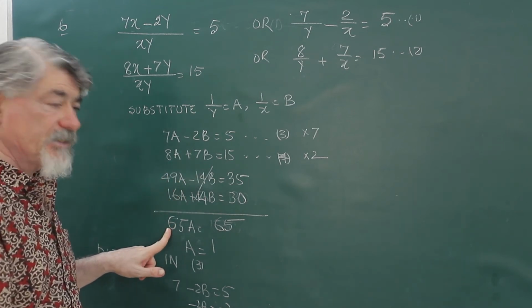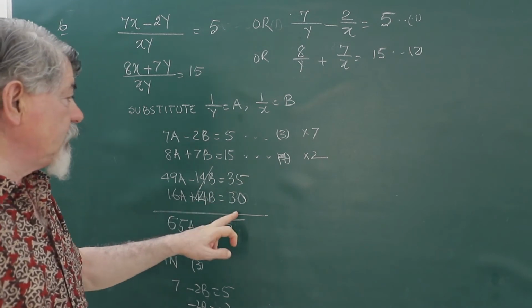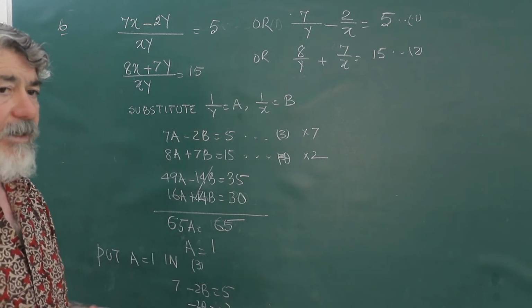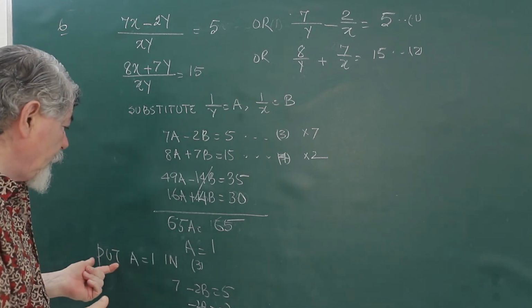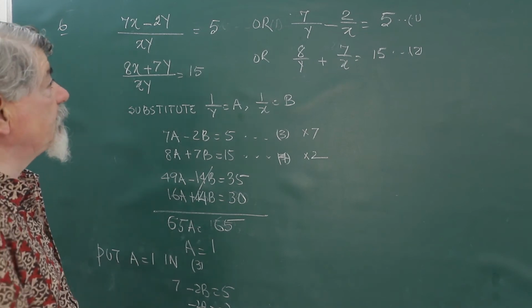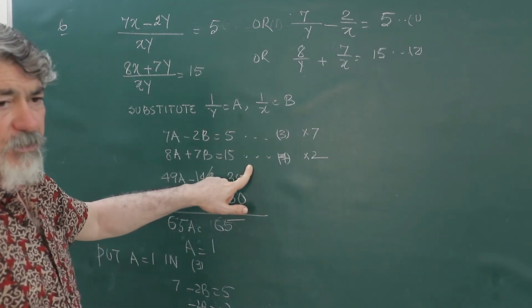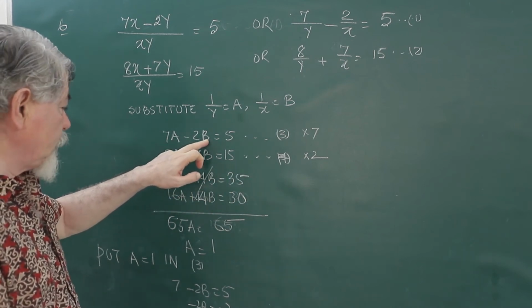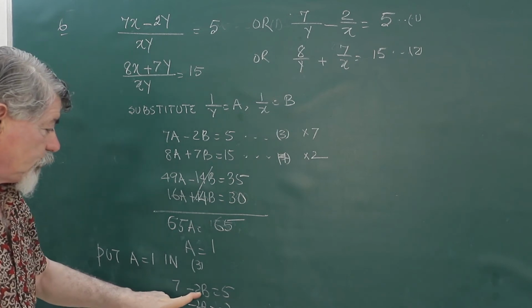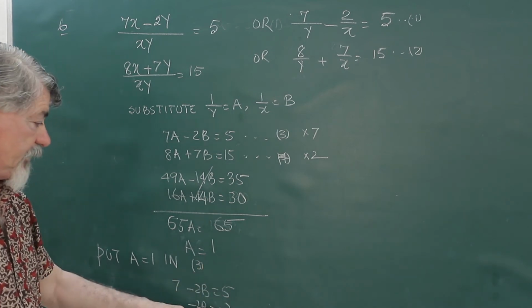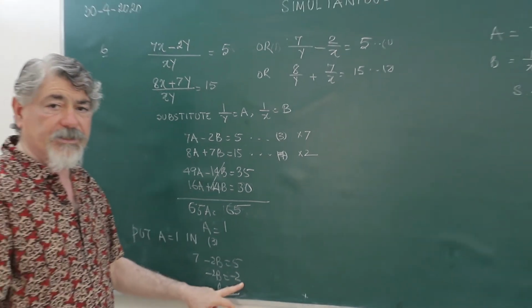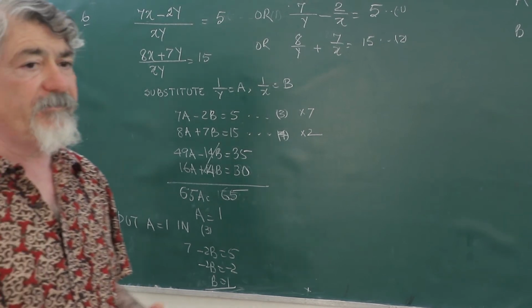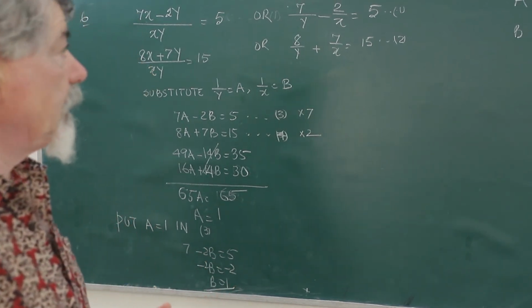49 plus 16 is 65. 65a is equal to 65. a will be 65 upon 65. That will be 1. Once we have got the value of a, put a is equal to 1 in equation 3. You can put it in equation 4 also, that does not make any difference. 7 into 1 minus 2b is equal to 5. So minus 2b will be 5 minus 7, which is minus 2. Minus 2b is equal to minus 2, or b will be equal to 1. We have got the value of a as 1, we have got the value of b as 1.